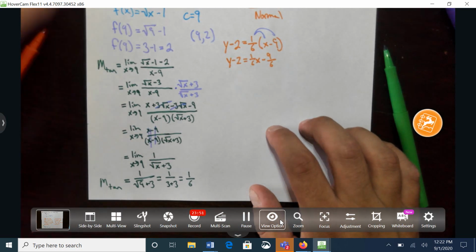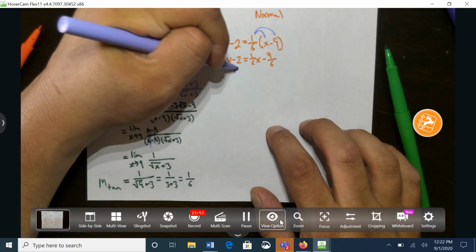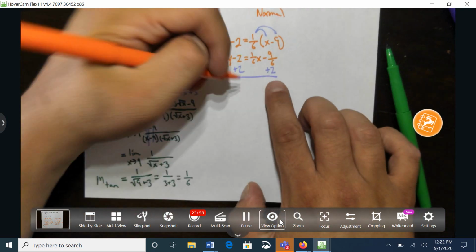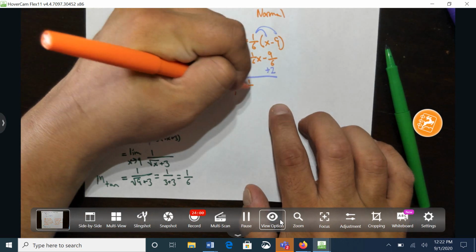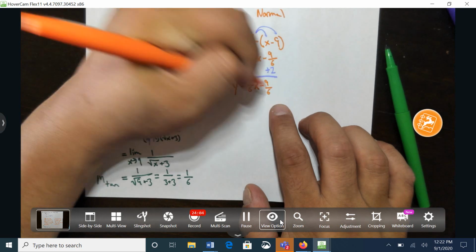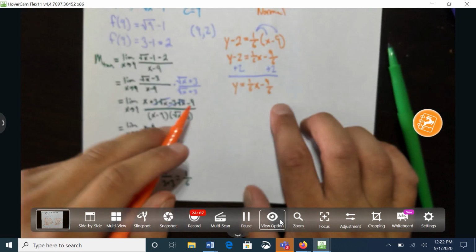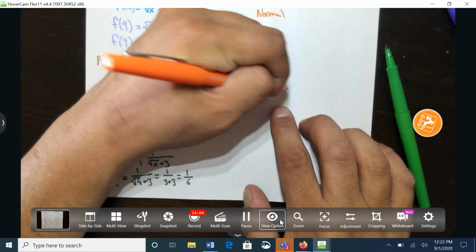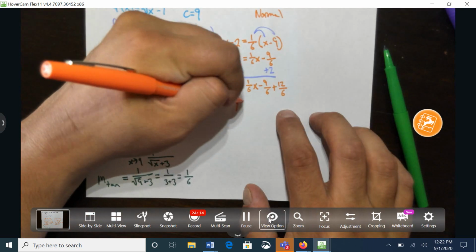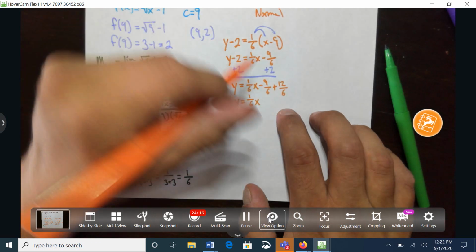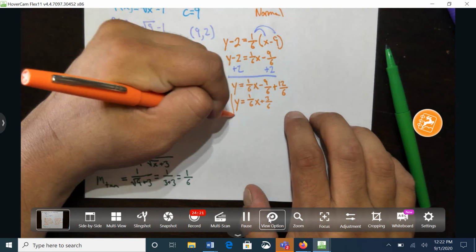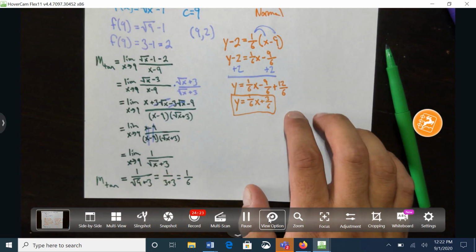And then we want to move that negative 2 over. So plus 2. But remember, we need the common denominator, so y equals 1/6 x minus 9 over 6. The 2 we can turn to 12 over 6, so that is equivalent to 2. And then combine like terms. So y is equal to 1 over 6x. Negative 9 plus 12 is plus 3/6. And that is the equation of the tangent line.